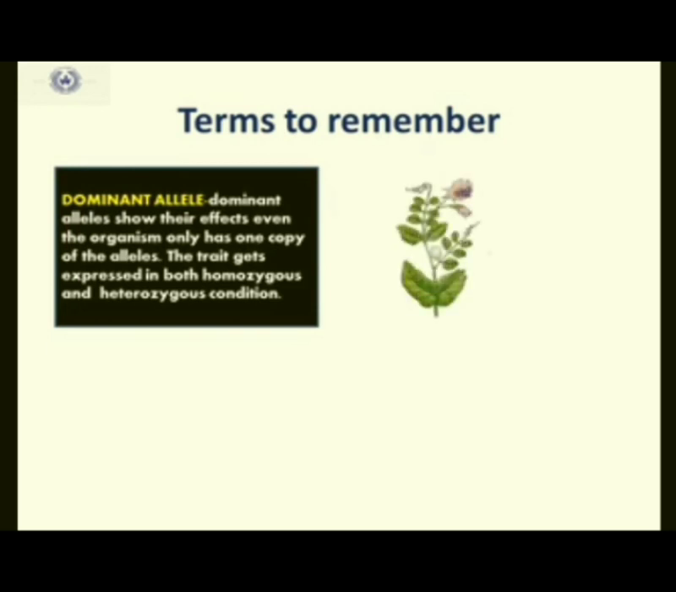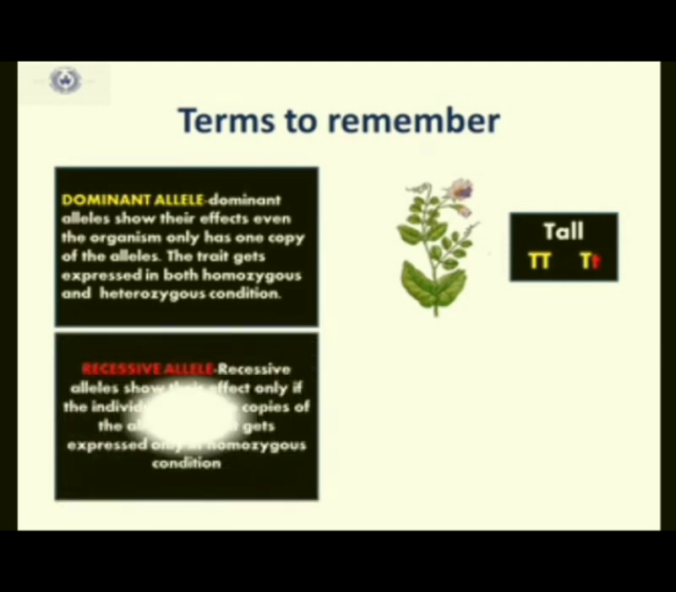Means the trait gets expressed in homozygous as well as in heterozygous conditions. When we talk about the height of the plant, tallness, which is the dominant trait in the pea plants, will get expressed in capital T combinations and also in capital T small t combinations. Means one capital T is enough to get this trait to be expressed.